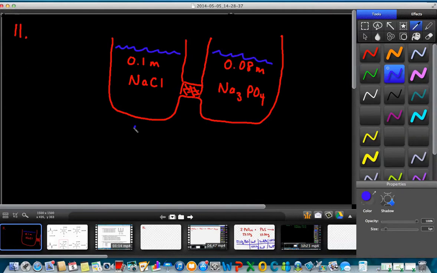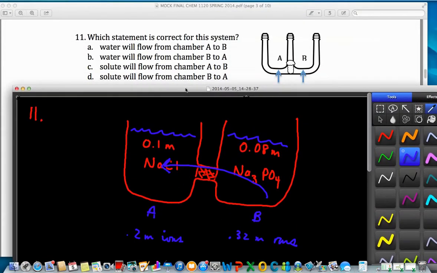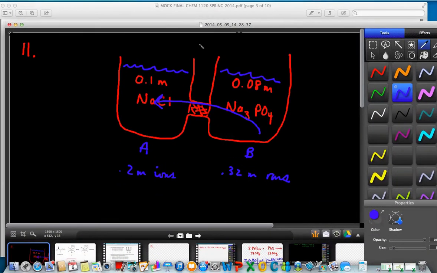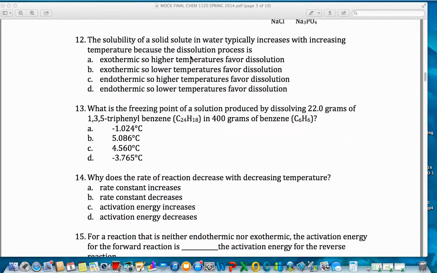And so in chamber A, I have 0.2 molal of ions. And in chamber B, I have 0.32 molal of ions. And so in the absence of any added osmotic pressure, we're going to move from chamber B to chamber A, and that is going to be credited response B. We look at number 12.